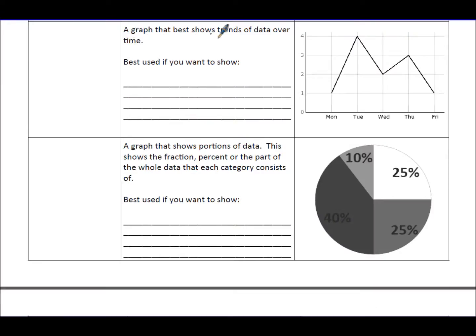A graph that best shows trends of data over time. So we see that we have a continuous line that goes all the way across the graph, and this is called a line graph. And a line graph is best used if you want to show a trend over time, and you want to track it over a period of time. So Monday, Tuesday, Wednesday, Thursday, Friday, we see that this graph is tracking something over those days.